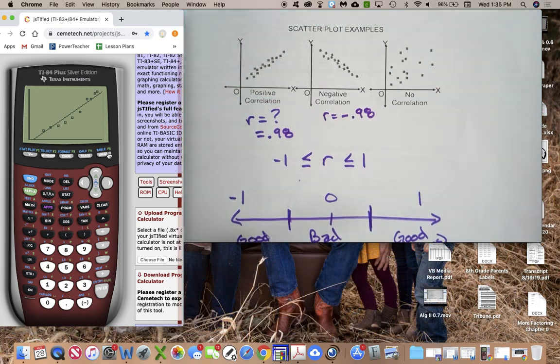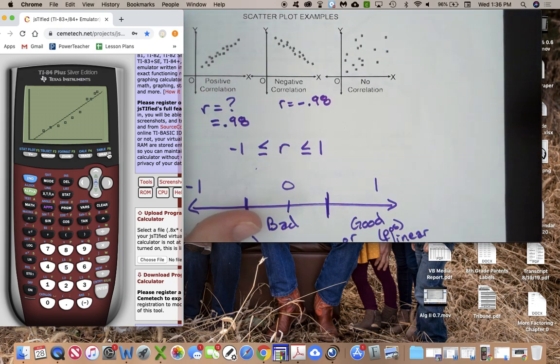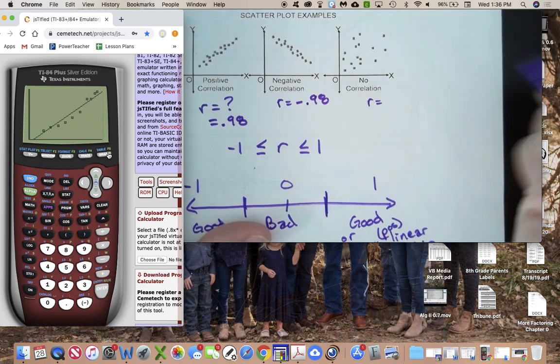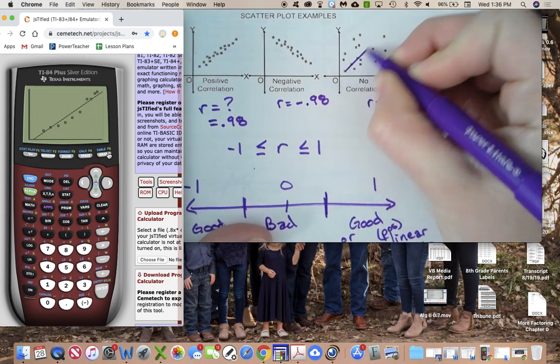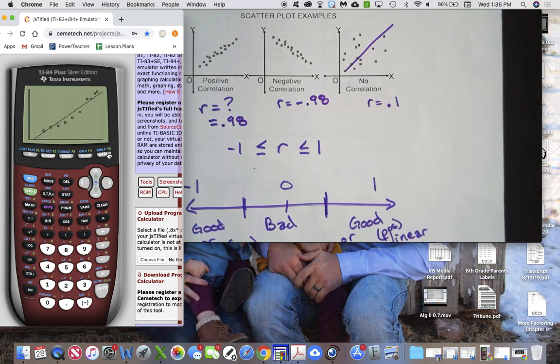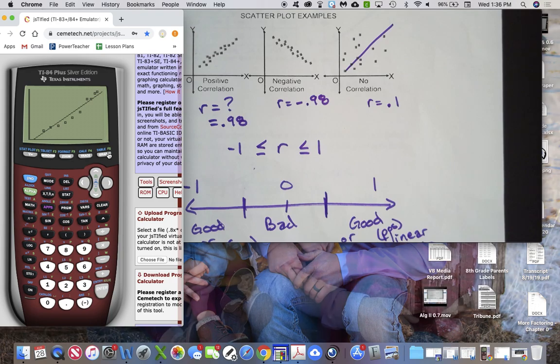What would this one be? Pretty close to 0. Maybe like 0.1 or something, because it kind of does look like maybe some of the dots are going that direction. I don't know. So we'll give it a 0.1, but that's really bad. There's not a linear relationship between the two.